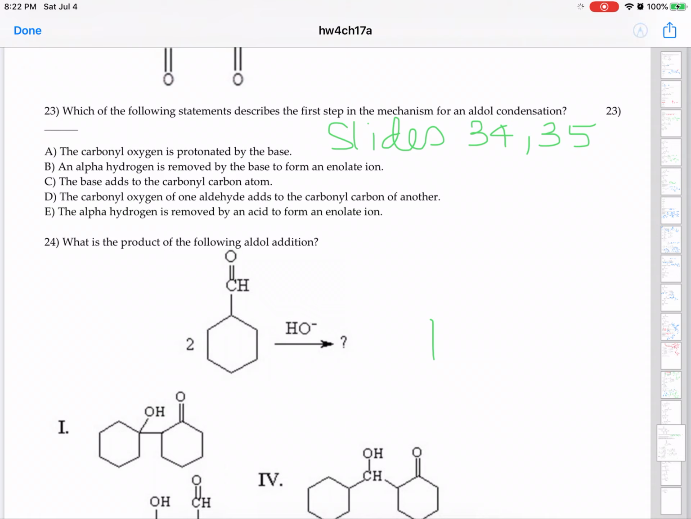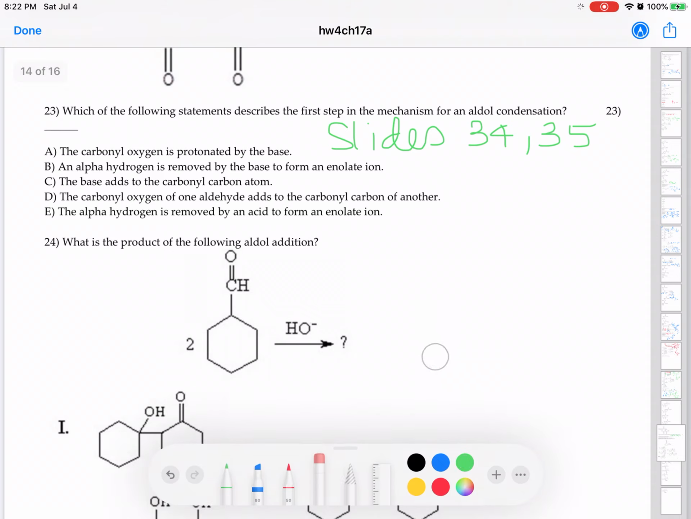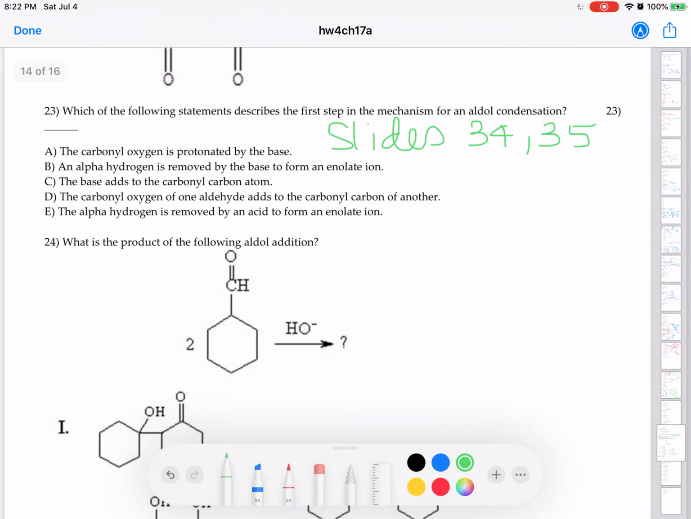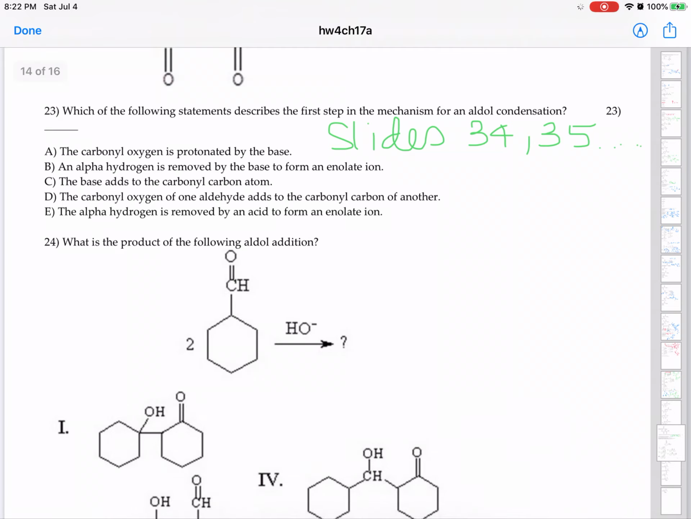Okay, and then the next one. Again, you can read about and learn aldol condensation in slides 34, 35, and also you can listen to the lecture videos. So all the information is given, even pages 36, 37. So slides 34, 35 and so on. You can refer to the aldol reactions. And then the next one.